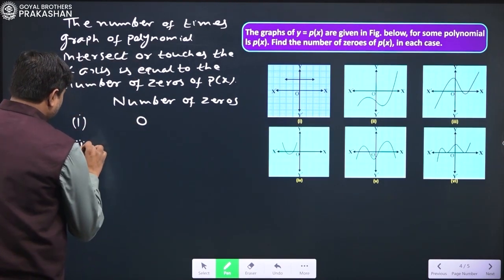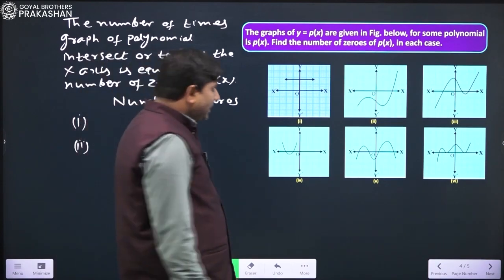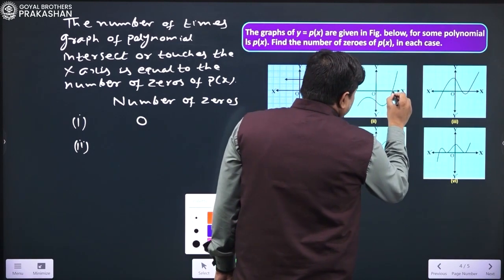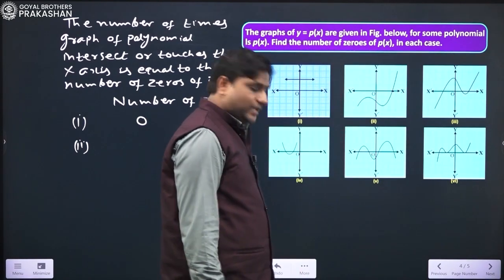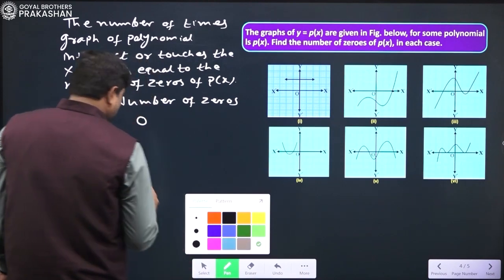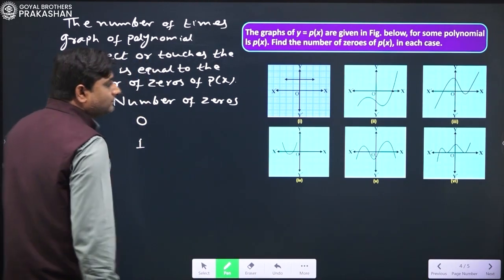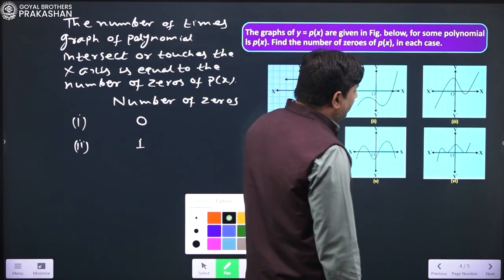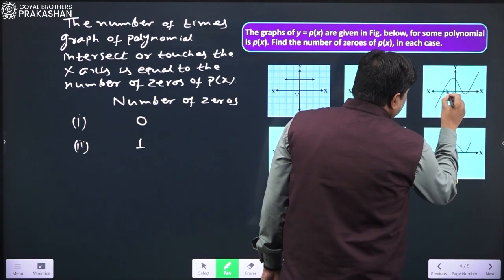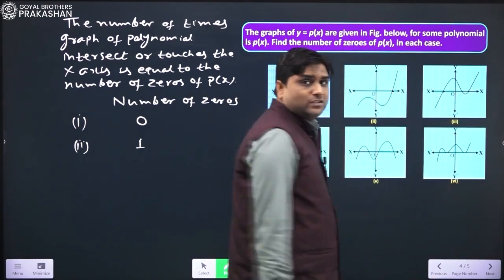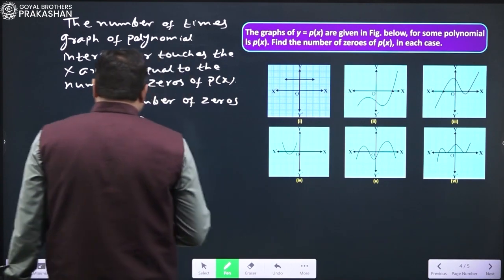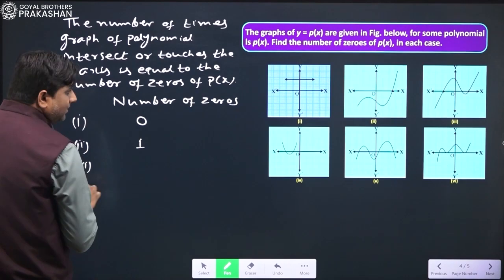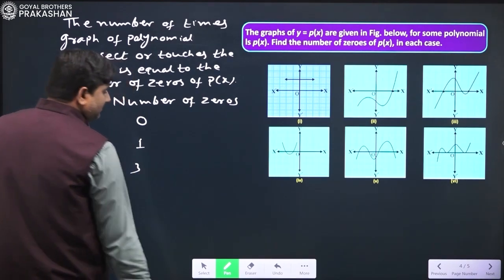Now, second part. In the second case, we can see that the graph of the polynomial intersects the x-axis at one point only. It means the number of zeros in this case is 1 only. Now, in the third part, the graph of the polynomial intersects the x-axis at 1, 2 and 3 points. 3 times it is intersecting the x-axis. It means in the third part, the number of zeros is 3.